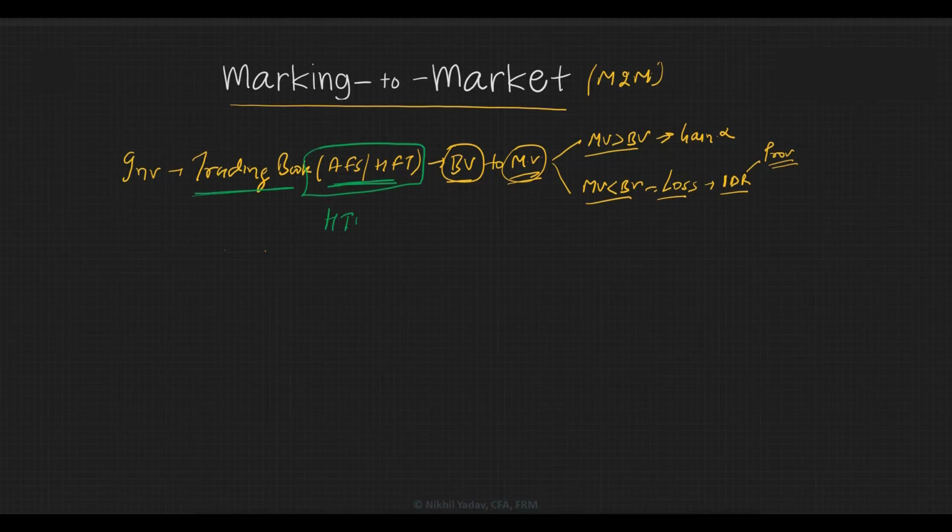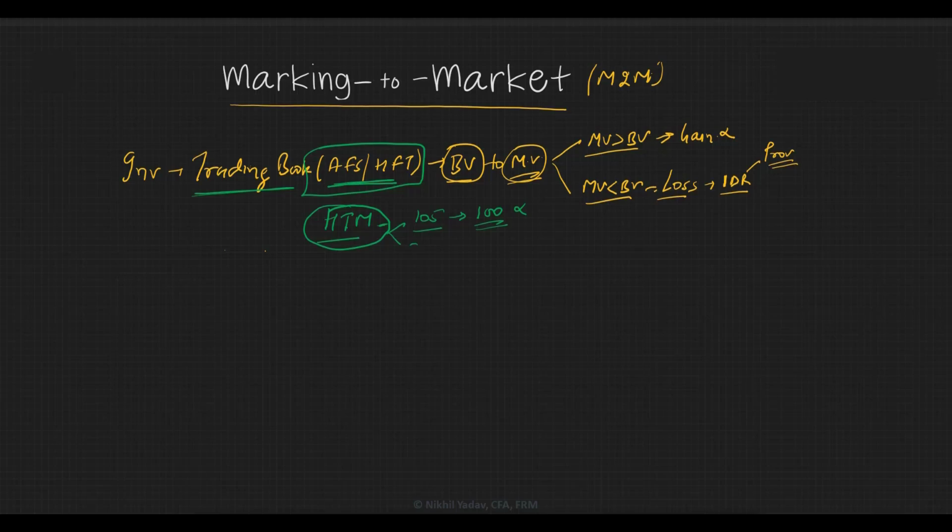Why not HTM? See, in HTM, the idea is that we'll be holding the securities till maturity. So there is no impact of the market involved. Let's say if I purchase it at a premium, let's say 105, then I'll amortize this premium and eventually I get the principal of 100 back. So there is no loss or gain happening here.